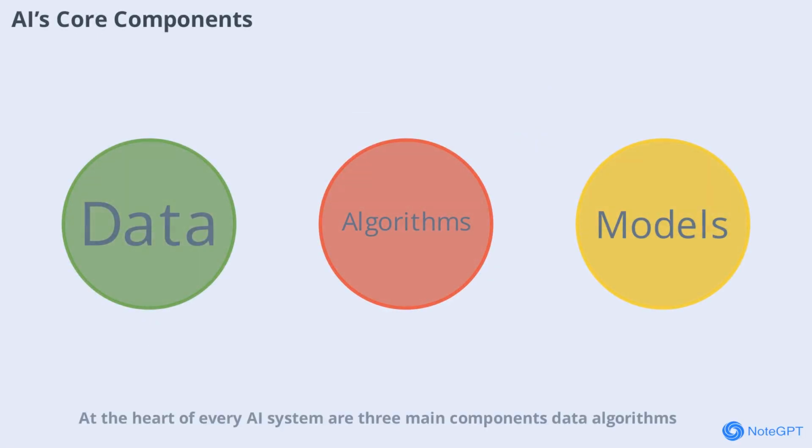At the heart of every AI system are 3 main components: data, algorithms, and models. Data provides the raw material, algorithms are the recipes, and models are the final products that make predictions or decisions. Understanding these building blocks is key to grasping how AI works.